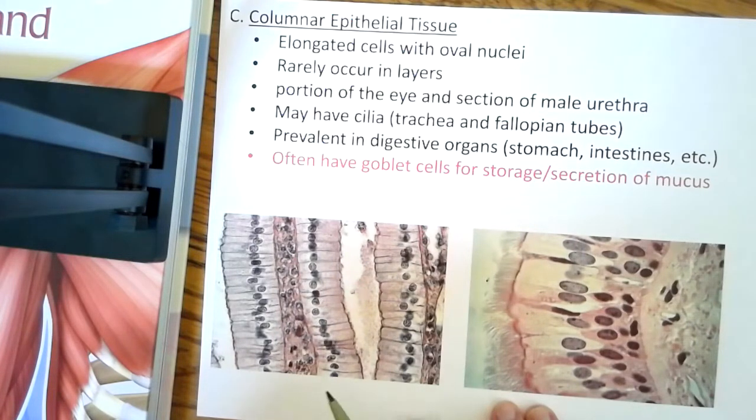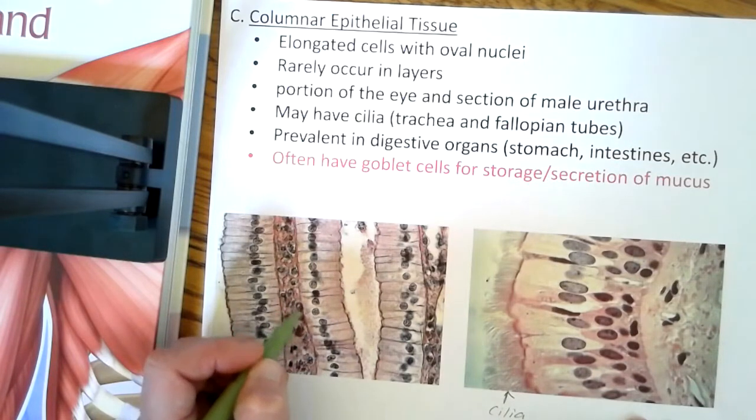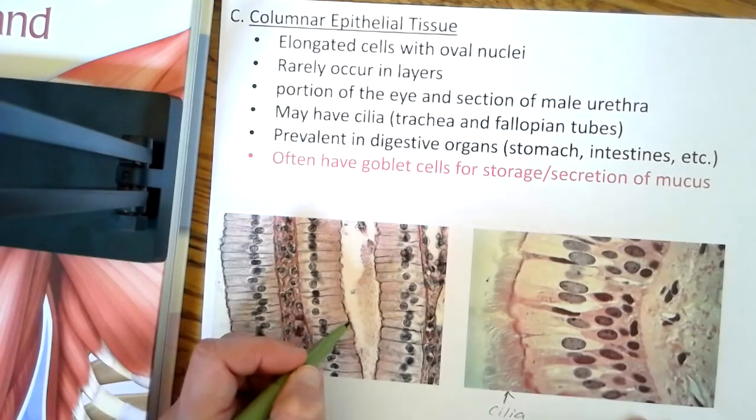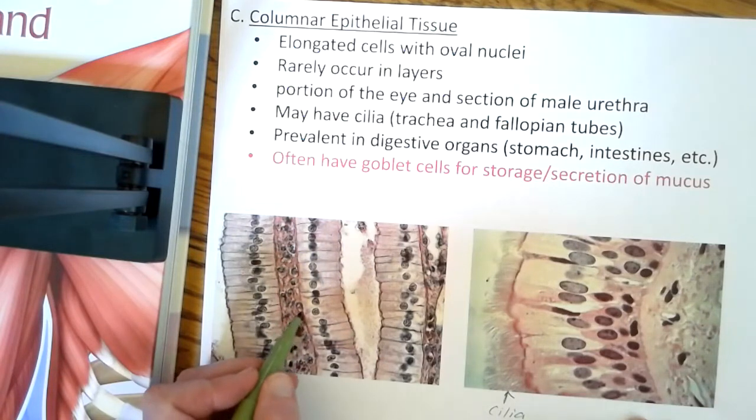Some types of columnar tissue are going to have cilia on them. So you can see some cilia here. This would be the basement membrane side over here. That's the apical surface side. Over here, basement membrane side, apical surface side, the free side that's attached to a totally different underlying tissue that we can see there.